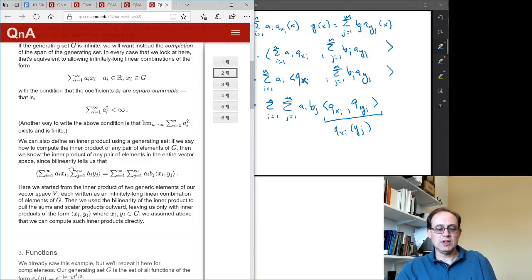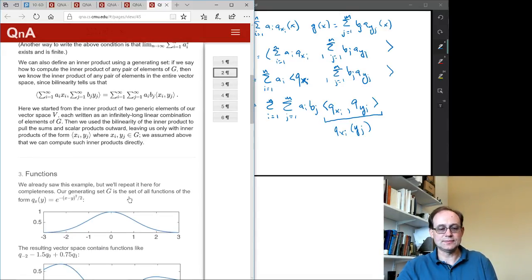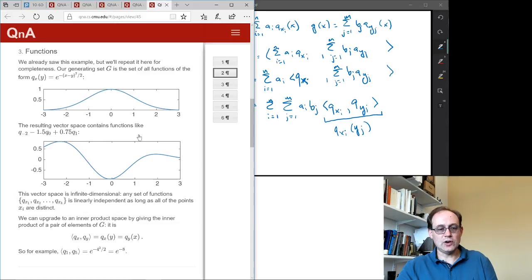We can, maybe I'll skip over this, but we can define an inner product as well in the same way as we did in the last set of lecture notes, by defining the inner product on the generating set and then extending it to the whole space using linearity.